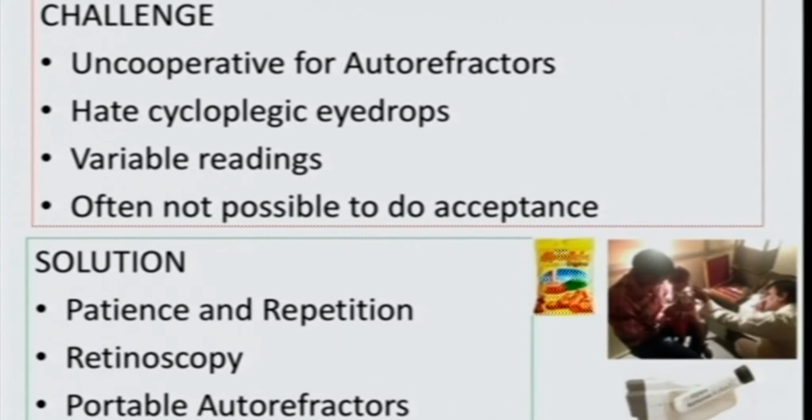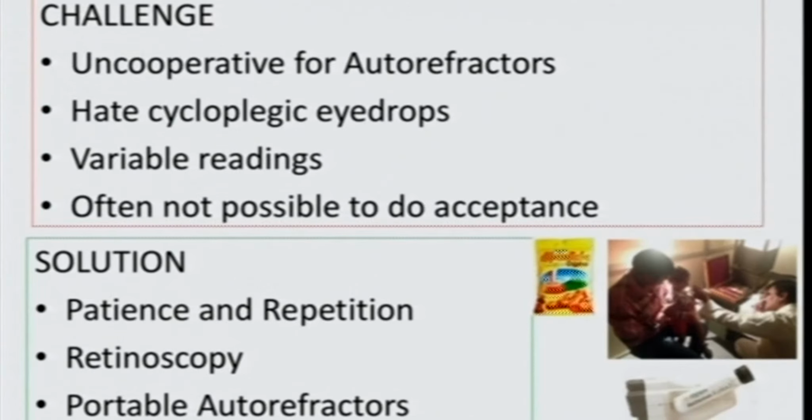For refraction, likewise, it's a challenge in children because they'll often not be cooperative for the autorefractors. That's number one. There'll be a lot of variability in the refraction. You have to do a cycloplegic refraction. They hate cycloplegic refraction, so they don't want to get eye drops put. That in itself is a problem, and you have to make sure that the child actually has had proper cycloplegia before you go ahead and perform the refraction.